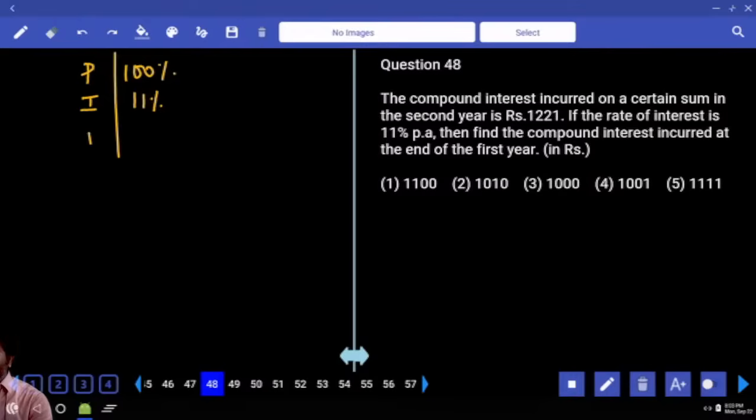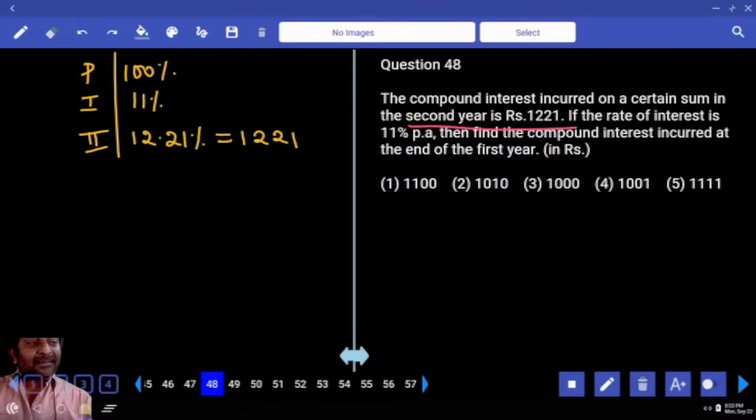Now for the second year interest, how many numbers are you able to see? On both numbers you have to calculate interest. On principal we already know 11. First year interest is 11. Out of that 11%, 1.21%. That will be equal to 12.21%, which is equal to 1221 according to the information.